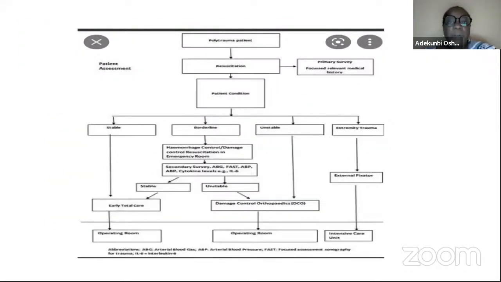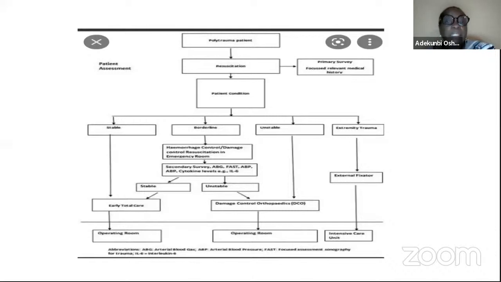Now, this is just an algorithm showing how patients that are polytraumatized are managed. Looking at this algorithm, we can see that resuscitation serves as the bedrock for this patient. There must be resuscitation of this patient at each point in time. And you want to start your primary survey, taking history if it's possible for the patient. You want to make sure that the patient is stabilized.